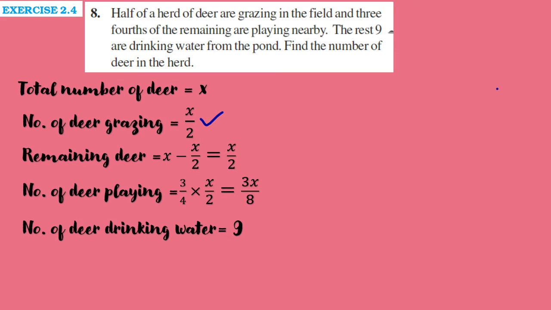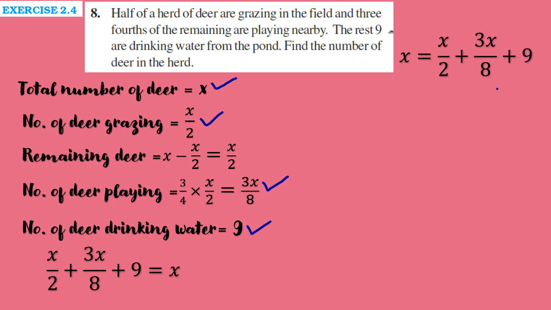Now this number of deer grazing plus number of deer playing plus number of deer drinking water add up to what? Total number of deer. So let us write the equation. x by 2 plus 3x by 8 plus 9 is equal to x. Now total is always greater, no? So let us rewrite it as x equal to x by 2 plus 3x by 8 plus 9. And we will bring that x by 2 and 3x by 8 to the LHS. So the equation will become x minus x by 2 minus 3x by 8 equal to 9.